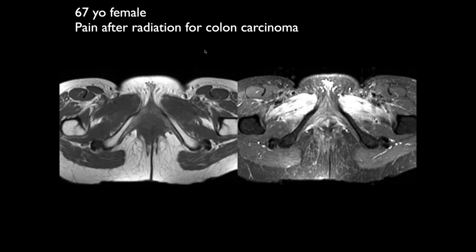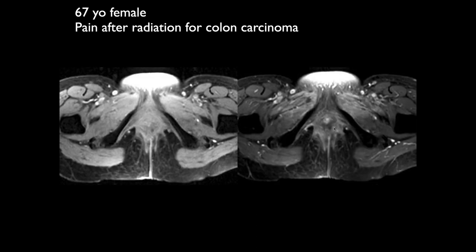Hey, Ashu. All right, so this is a 67-year-old female with pain after radiation for colon carcinoma. You can see significant edema throughout both adductor musculatures, no significant fatty atrophy on the T1 sequences. And since this patient had recent colon carcinoma radiation, just the radiation-derived myositis.